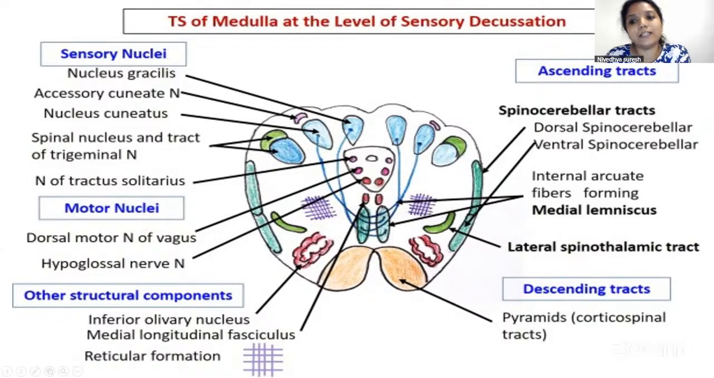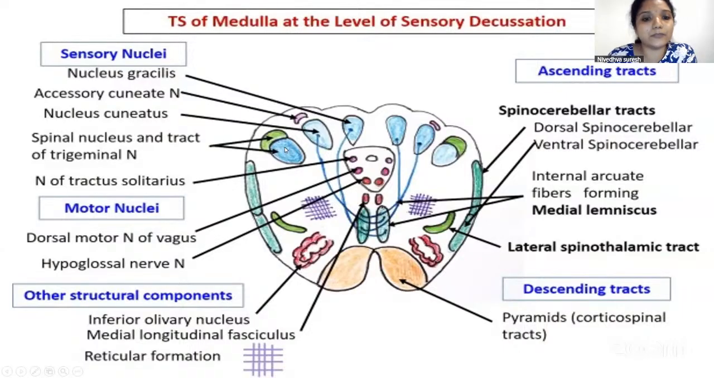So where is this medial lemniscus formed? The medial lemniscus is formed from the second order neuron fibers emerging from the nucleus gracilis and the nucleus cuneatus, which move anteriorly and cross each other. Understood? Okay.